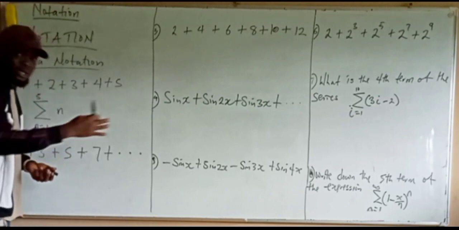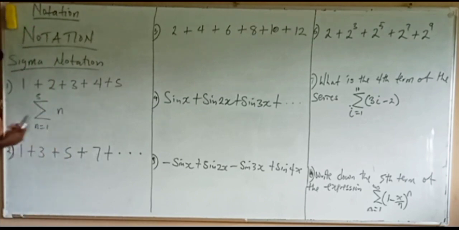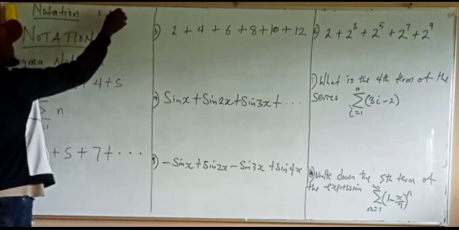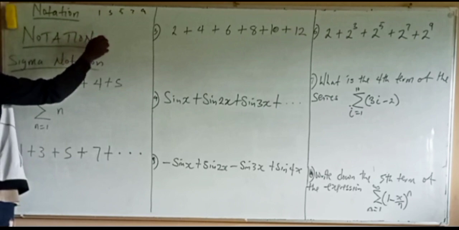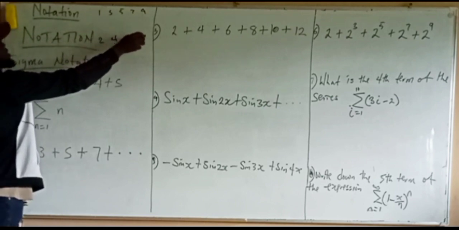Move in that order. Then we also have odd numbers, let's say 1, 3, 5, 7, 9, and so on. We also have even numbers, let's say 2, 4, 6, 8, 10.